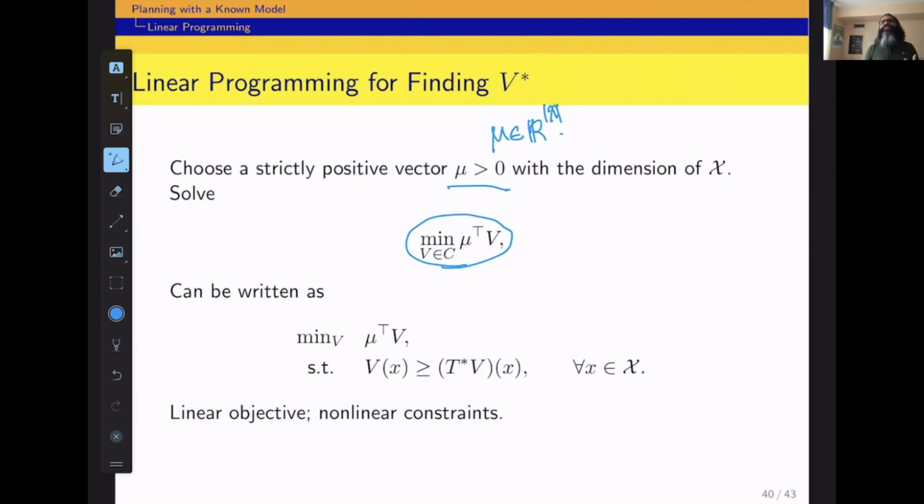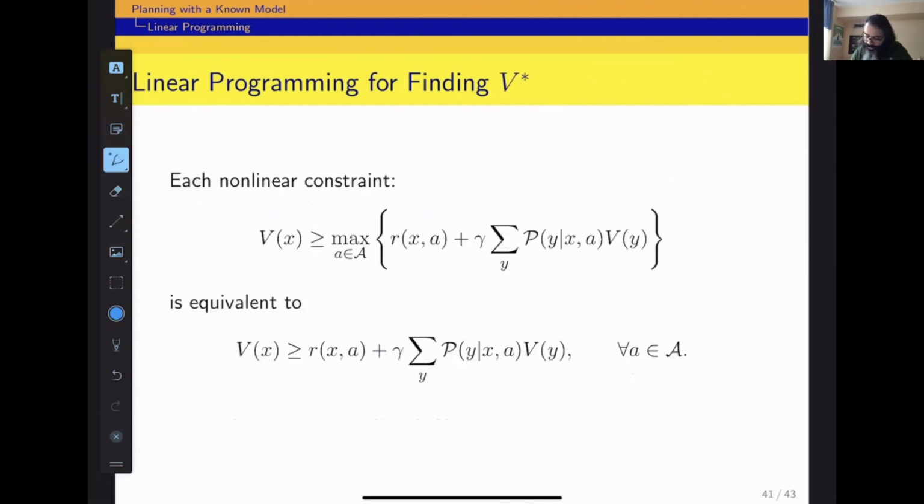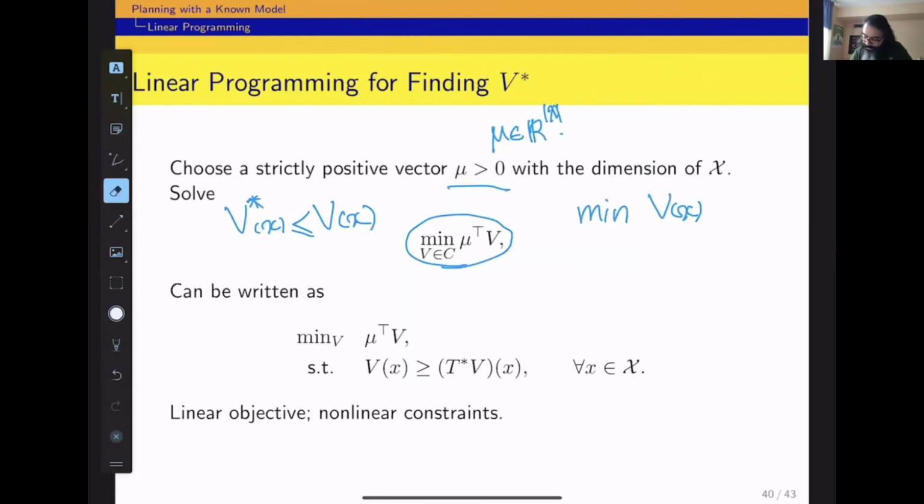Here, we need a little bit of argument why this is exactly what we want, because what I said is that we want to find a v star such that it is smaller than any other v in that sense. So I want to minimize for all x's in some sense. So maybe this is not accurate, so I erase it. But basically we want to find a v point.